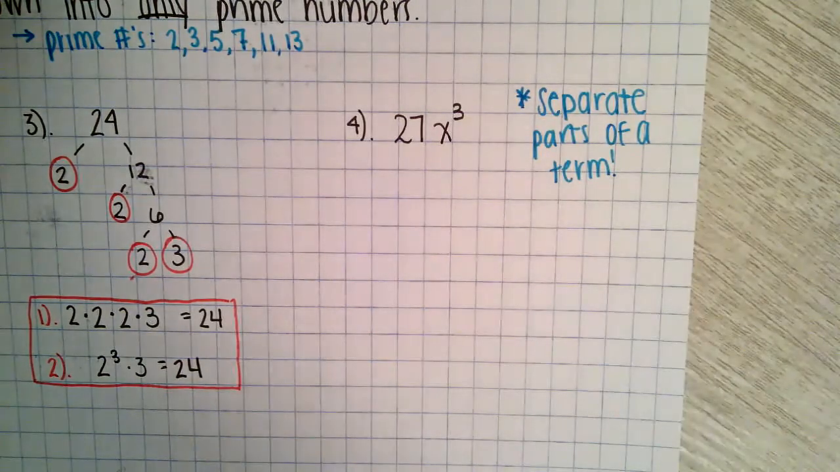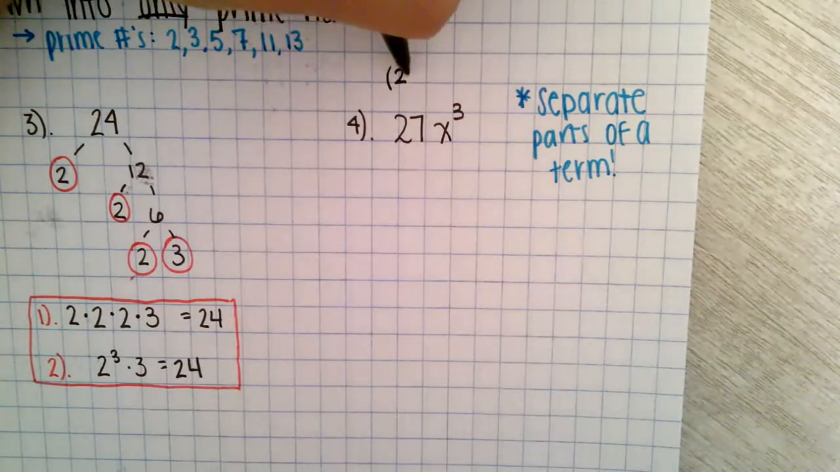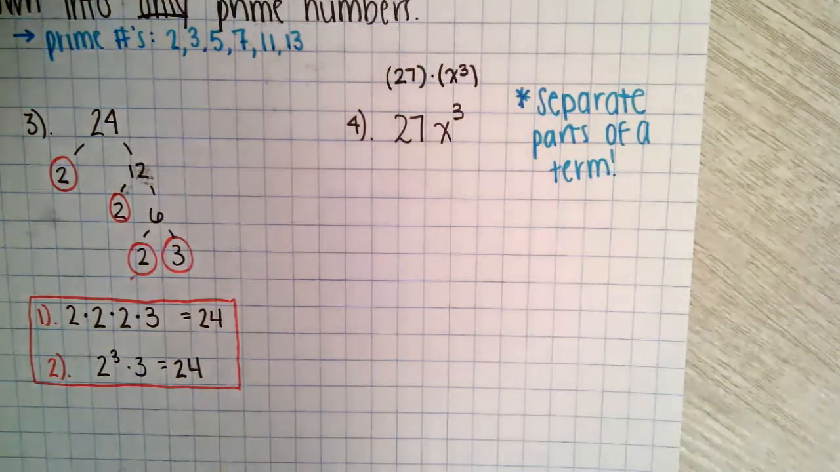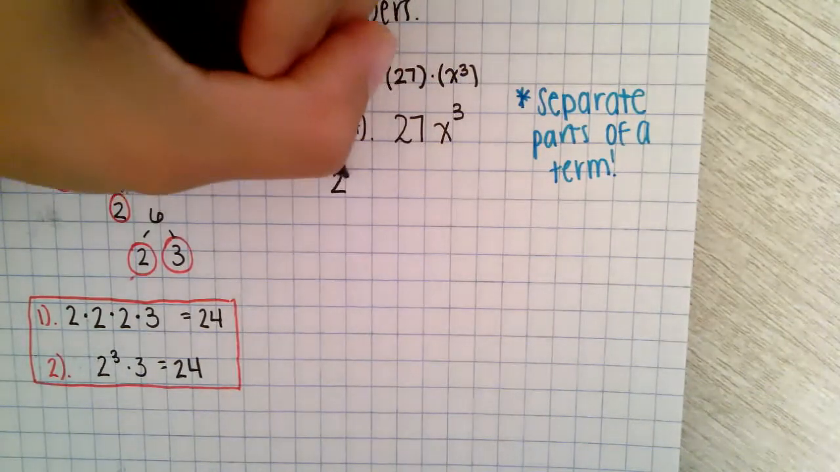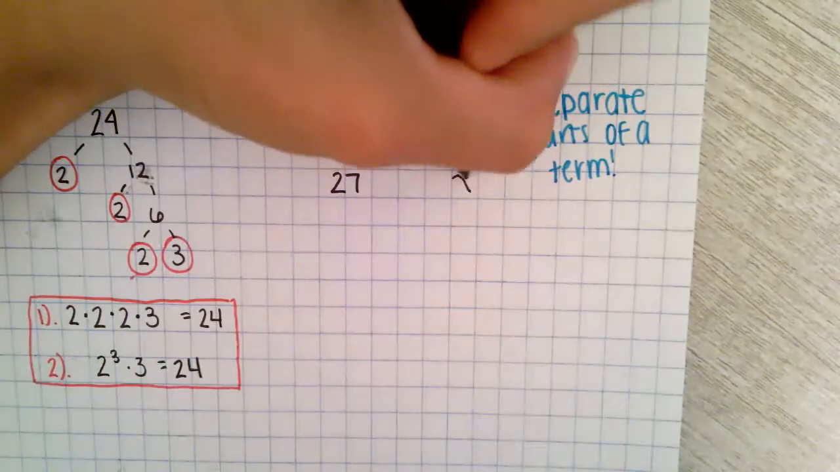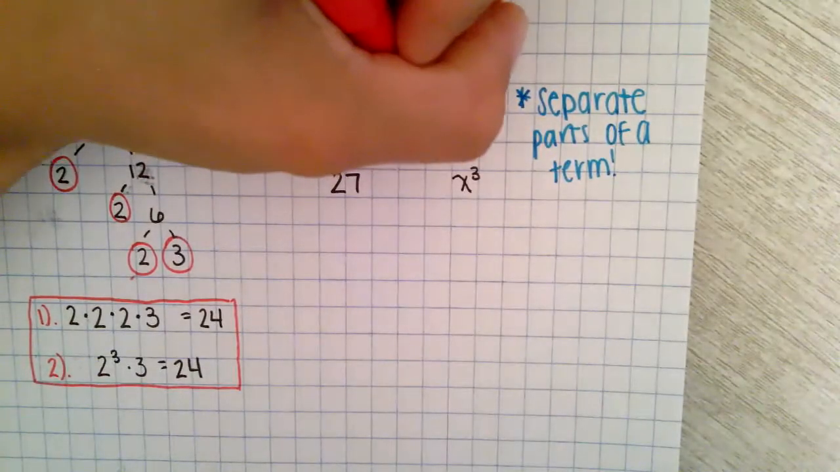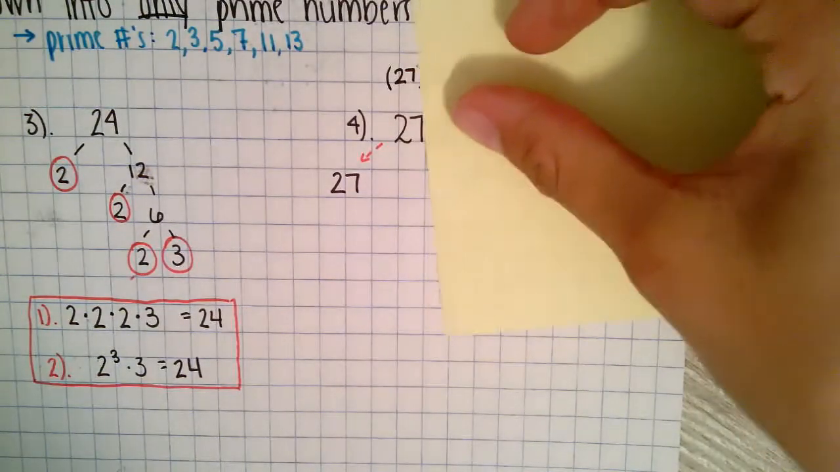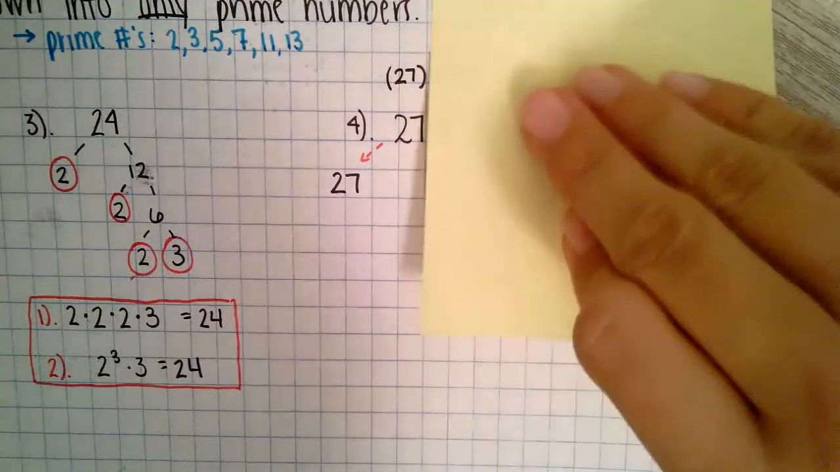So I'm going to make this easy on myself, and I'm going to split it up. Because if we remember, this is 27 times x cubed, which means that I can split those parts up. So I'm going to take 27 over here and x cubed over here. And I'll put them back together at the end. But for right now, I'm just going to pretend that x cubed doesn't even exist. I might have to move this actually. Okay.